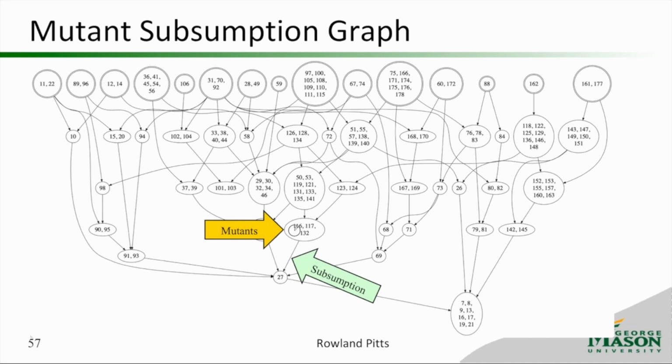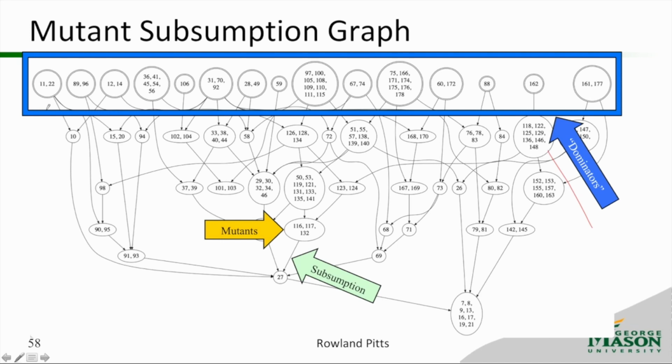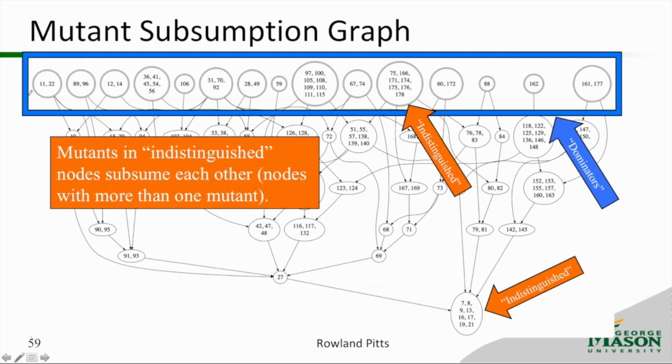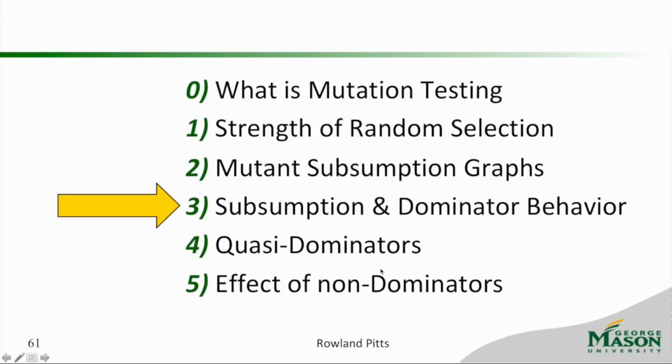In other words, these mutants, 116, 117, and 132, all subsume mutant number 27. It's important to remember that they subsume each other as well, because a test that kills one kills the others. We've got dominator mutants. They're generally easy to recognize because they're at the top of the graph, if the graph is neatly oriented, and there's a convention of double lines on those nodes. Indistinguished nodes, again, are those that have more than one mutant in them, and they don't have to be dominators. They can be non-dominators as well. Okay, so let's talk about subsumption and dominator behavior.